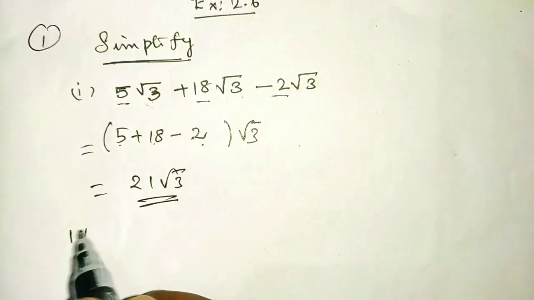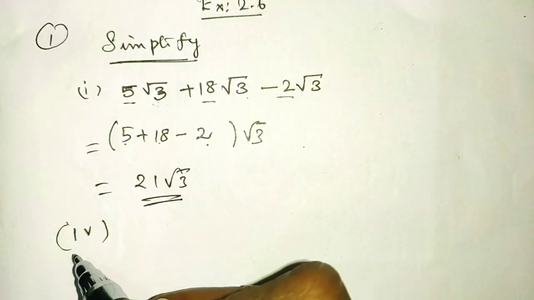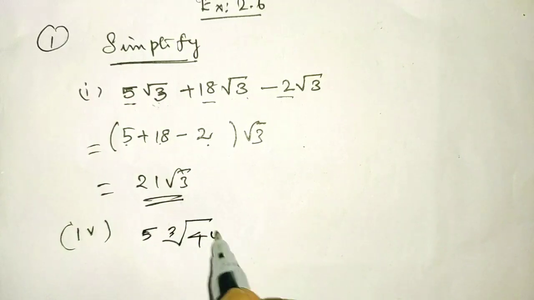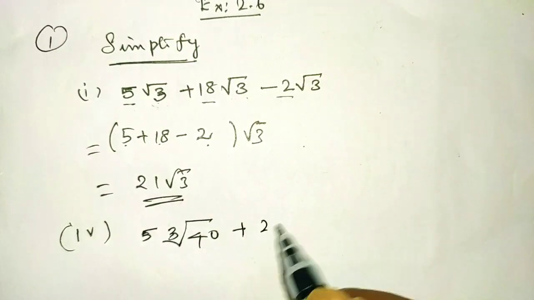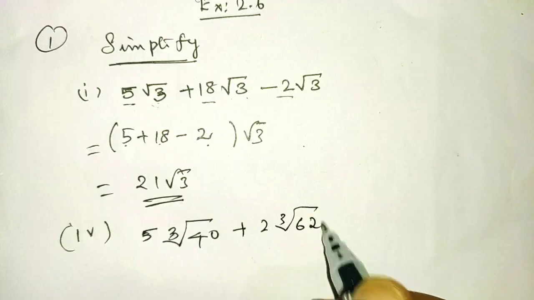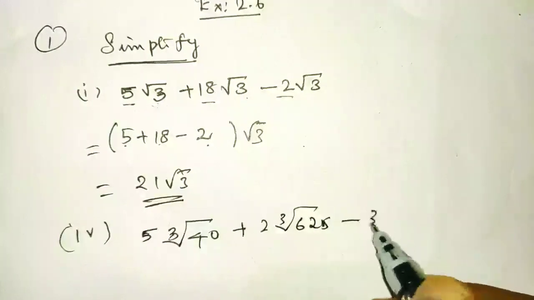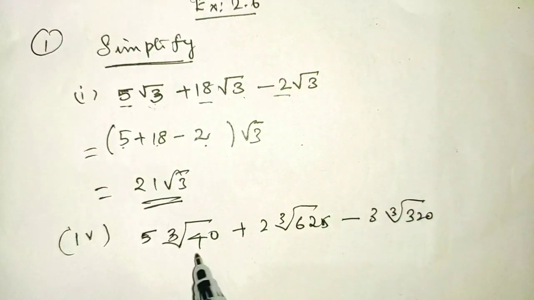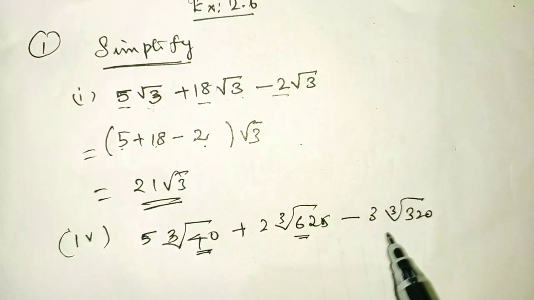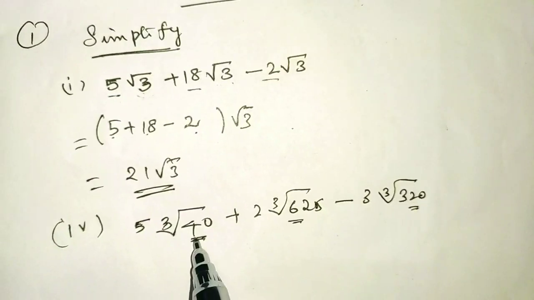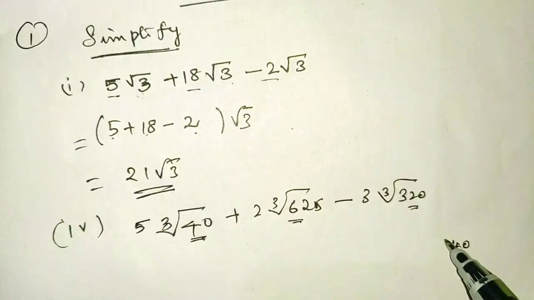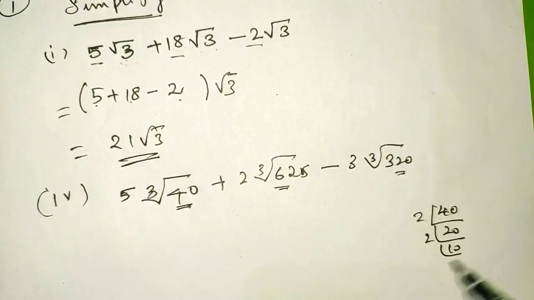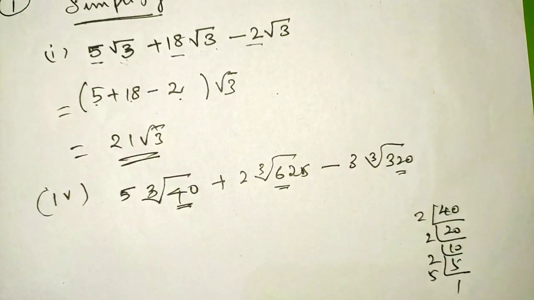Then we will do the fourth sum. In the fourth sum we have 5 times cube root of 40 plus 2 times cube root of 625 minus 3 times cube root of 320. First we have to bring this surd into the simplest form. So 40, how will you write this 40? If you split this, you will get 20, again by 2 you will get 10, again by 2 you will get 5, again by 5 you will get 1.